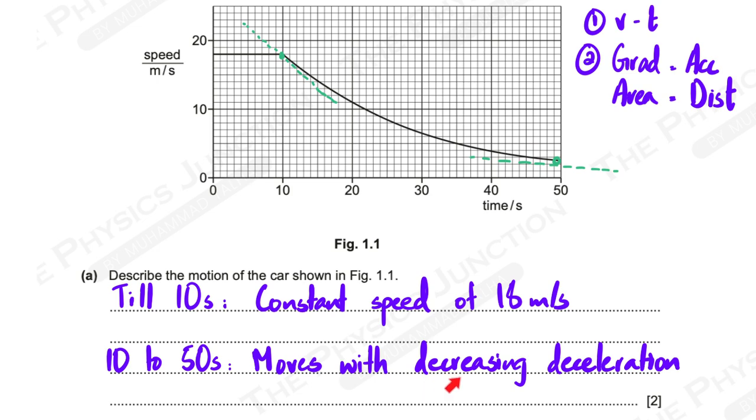Also, just by the way, decreasing and increasing deceleration is not part of the O-level or the IGCSE syllabus, but increasing and decreasing acceleration are part of your syllabus.